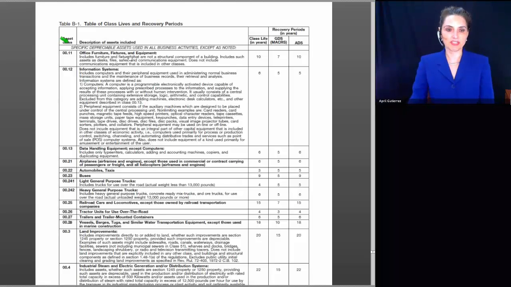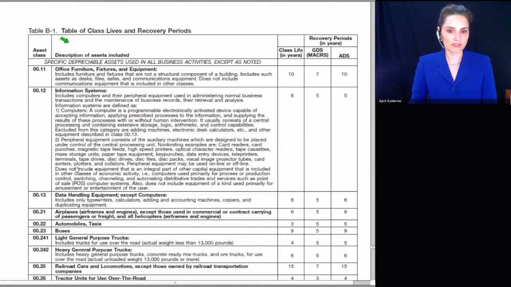I could go back to Publication 946, but we've inserted them into the manual for you. So if you have printed the manual or you've got it on your desktop, you have this information in front of you. So let's take a look at it a little more closely.